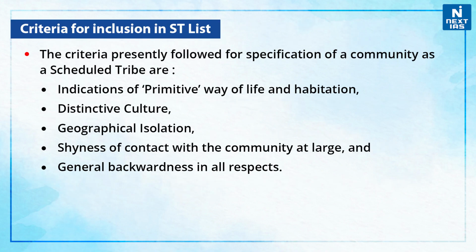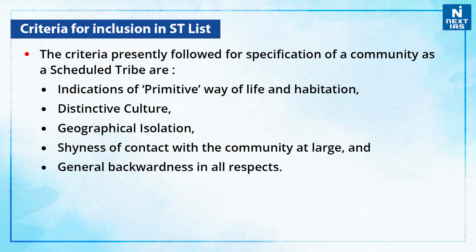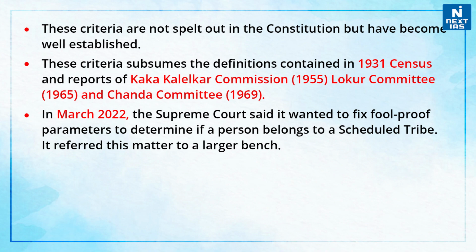Now, if we talk about the criteria for inclusion in the ST list, the criteria presently followed for specification of a community as a Scheduled Tribe are indications of primitive way of life and habitation, distinctive culture, geographical isolation, shyness of contact with the community at large, and lastly, general backwardness in all respects. These criteria are not spelled out in the Constitution but have become well established. Further, these criteria subsume the definitions contained in the 1931 Census and the reports of the Kaka Kalelkar Commission 1955, Lokur Committee 1965 and Chanda Committee 1969.